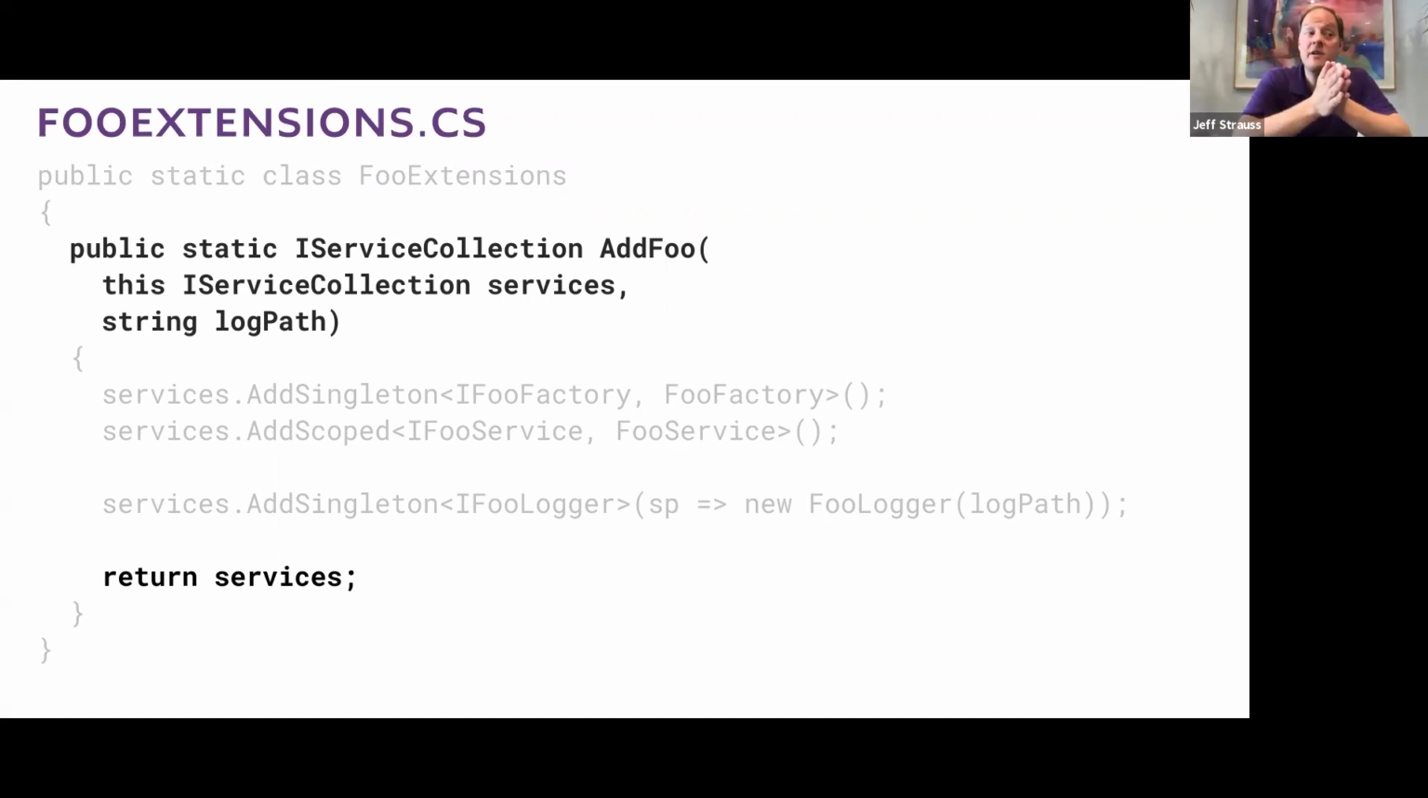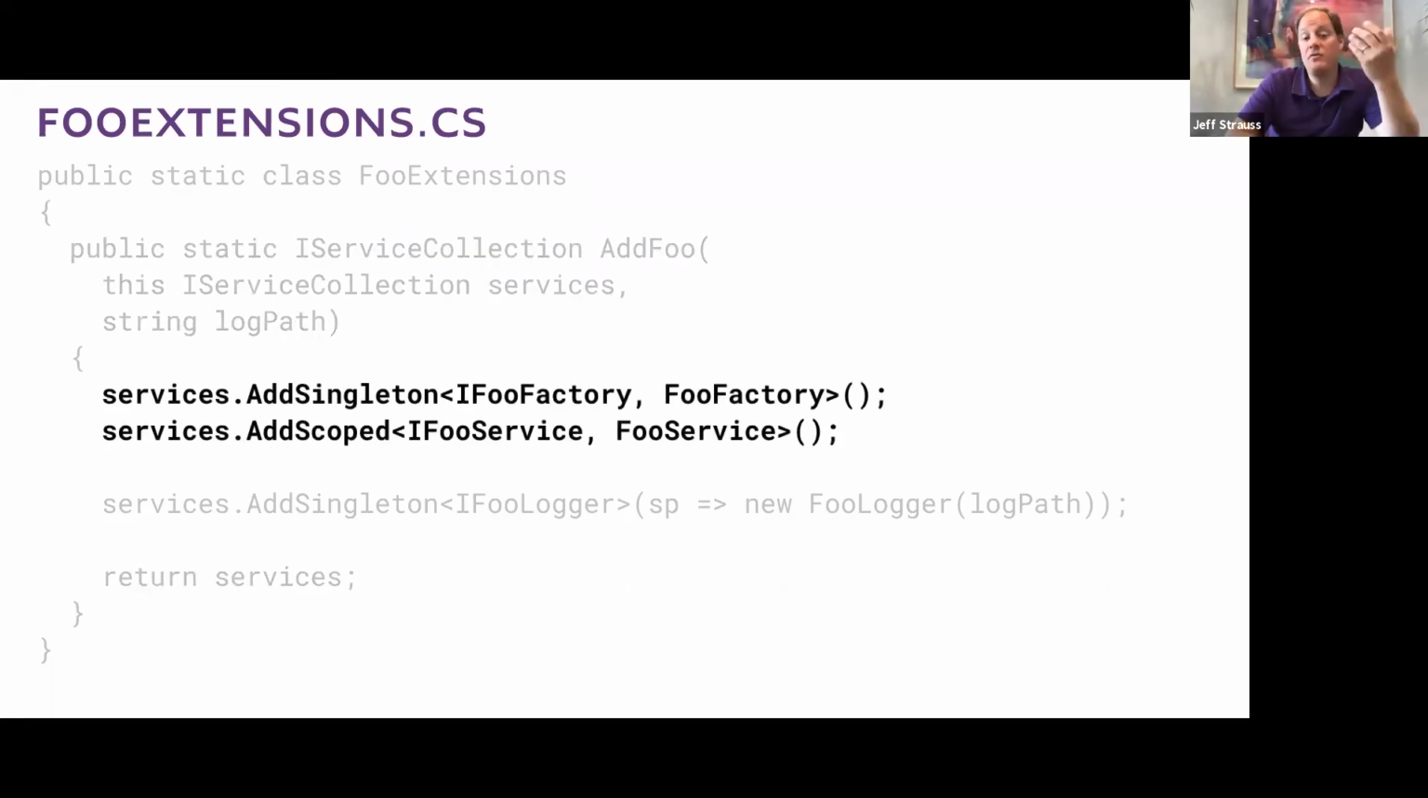The reason for that is because, again, by convention, we like these things to be chainable. We want to be able to say services.AddDbContext, .AddIdentity, .AddMvc, .AddFoo. And we can chain them all together by making sure that when we're done, we pass the IServiceCollection back out to the caller. In between all of that, we look at a few things we might do.